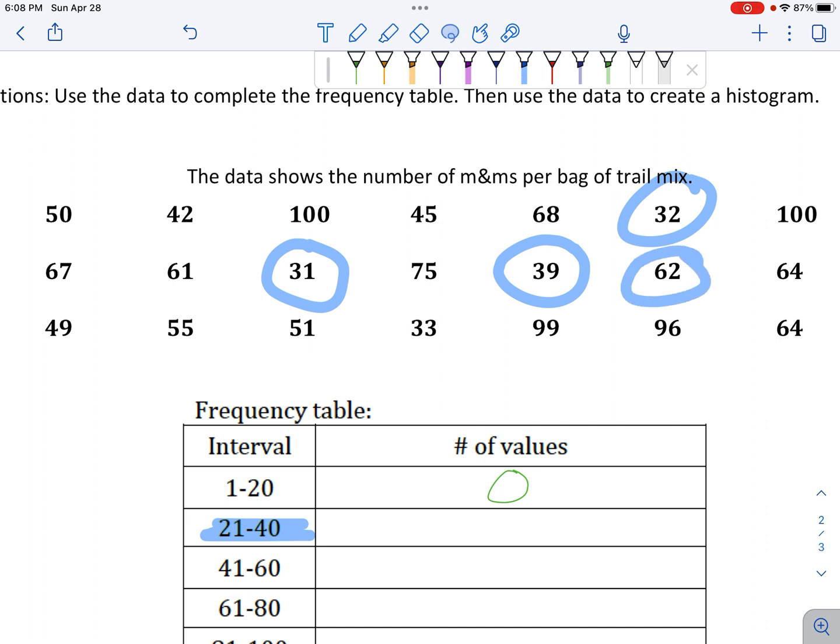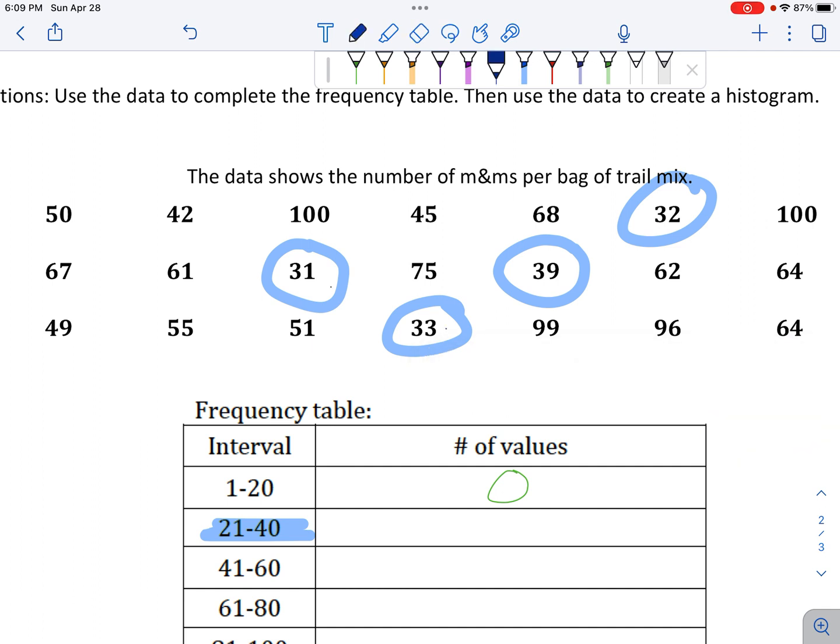Maybe we'll find some more. Not 62, 64, 49. Oh, that's bigger than 40. 55, 51, 33. Yay! All right, and let's see. Are there any more hiding in here? Definitely not 99, 96, 64. Nope, that's it. All right, so let's tally those up.